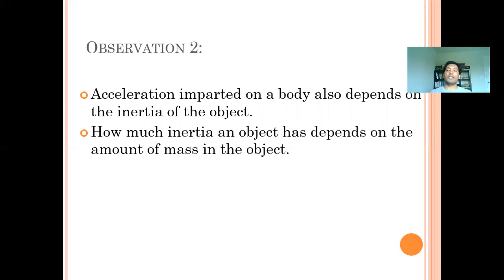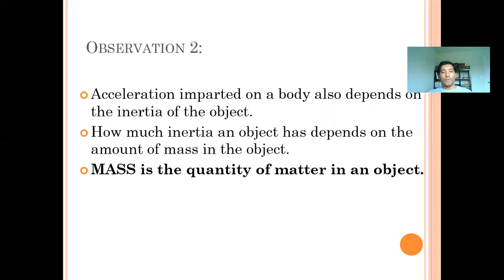This kind of relationship is called inversely proportional relationship. The previous one is directly proportional, and this one is inversely proportional, right? Inversely means if one thing increases, the other thing decreases. If one thing decreases, the other thing increases. That's just opposite, right? So mass is a quantity of matter in an object.